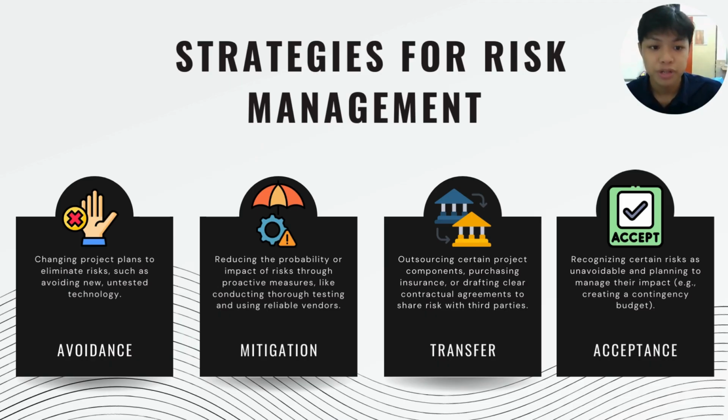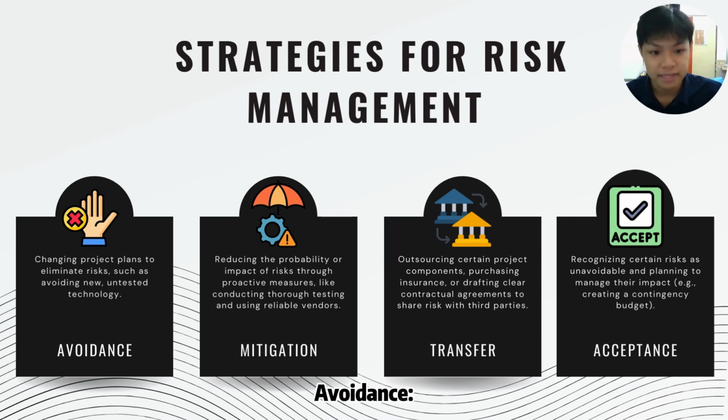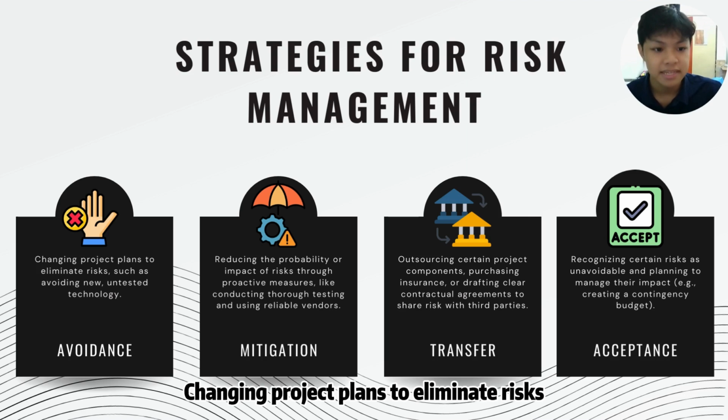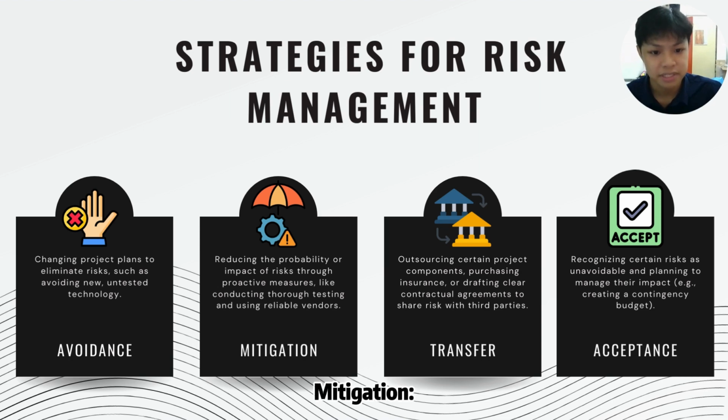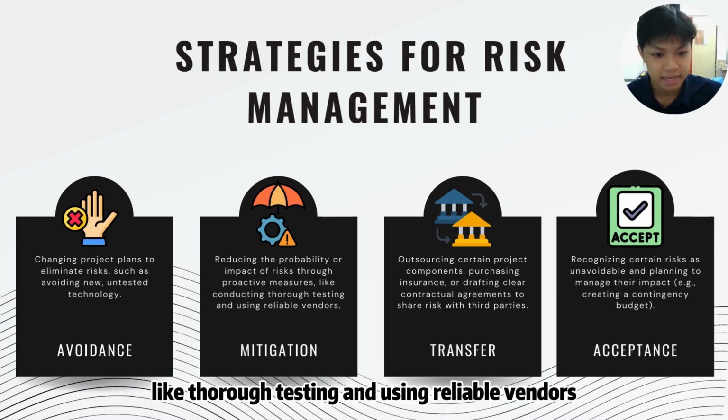So now we go through the strategies for risk management. There are four main strategies for managing risk. The first one is avoidance, which means changing the project plan to eliminate risks, such as avoiding new, untested technologies. The next one is mitigation, which means reducing the probability or impact of a risk through proactive measures like thorough testing and using reliable vendors.